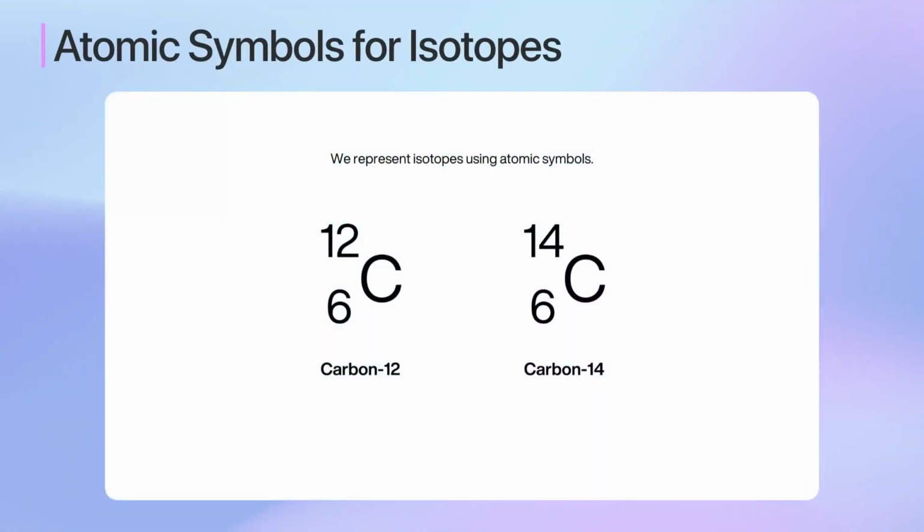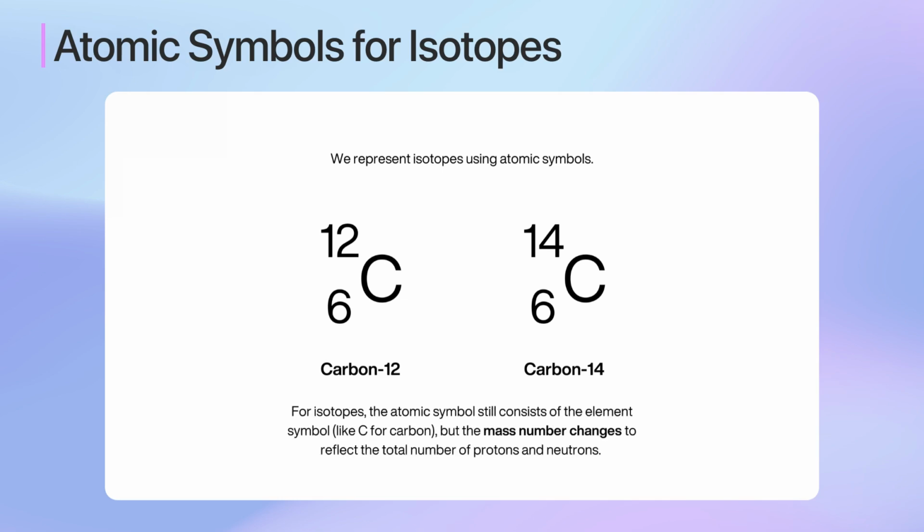We represent isotopes using atomic symbols, much like the ones we used in our previous lesson. For isotopes, the atomic symbol still consists of the element symbol, like C for carbon, but the mass number changes to reflect the total number of protons and neutrons. For example, see how carbon-12 and carbon-14 are represented. The top number is changed to reflect the mass number.